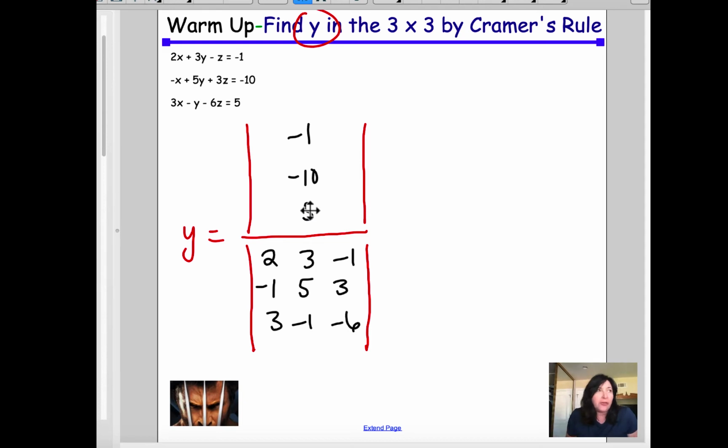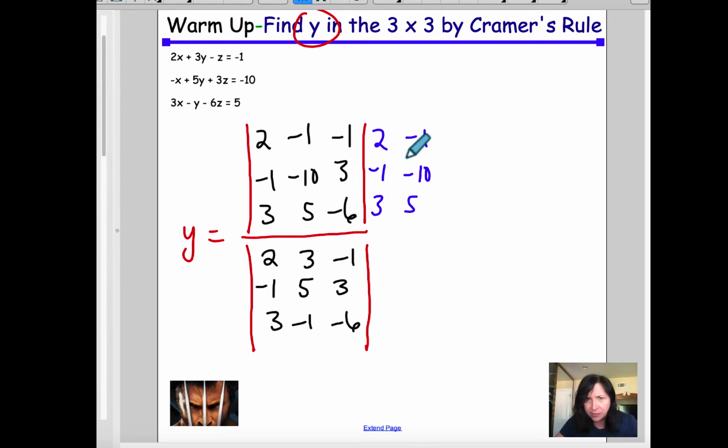And then the two values on the right are popping up. So that's going to be 2, negative 1, and 3. And on the right, that's going to be negative 1, 3, and negative 6. Now remember, when solving by Cramer's rule, this shortcut method, we are going to rewrite the first two columns. So this is going to be 2, negative 1, 3, negative 1, negative 10, 5. And on the denominator, same thing. I'm going to use a different color. We've got 2, negative 1, 3, middle column 3, 5, and negative 1.